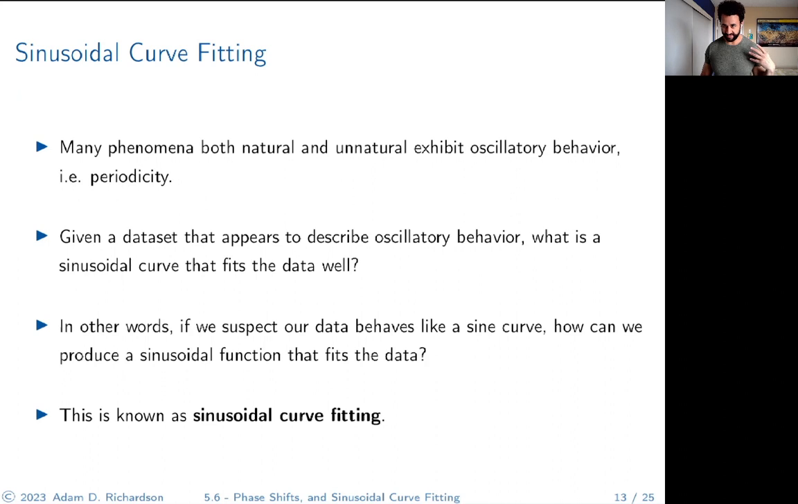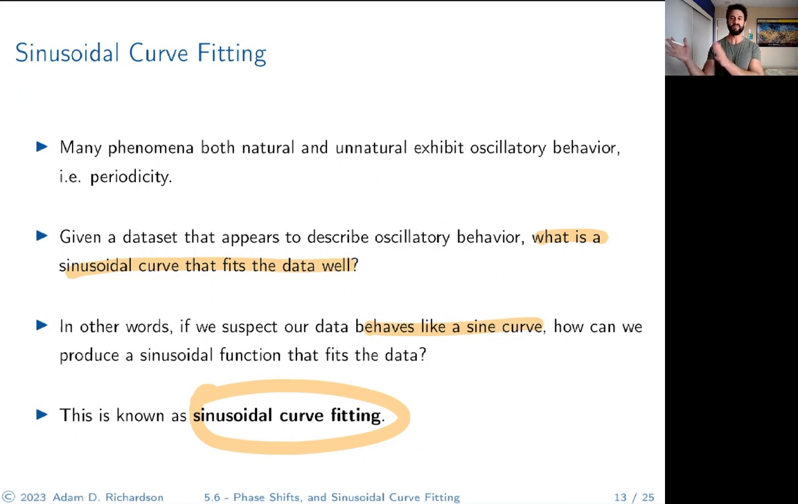So let's say you have a bunch of data that appears to be sinusoidal in nature, or appears to be oscillating in some way. The question is, can you construct a sinusoidal curve that fits the data well? Can you find a quote unquote sine curve of best fit? Can we construct such a thing? So if we suspect the data behaves like a sine curve, what is the actual function going to look like? And this is what's known as sinusoidal curve fitting, going from data to an actual function that models that data to some degree of accuracy.